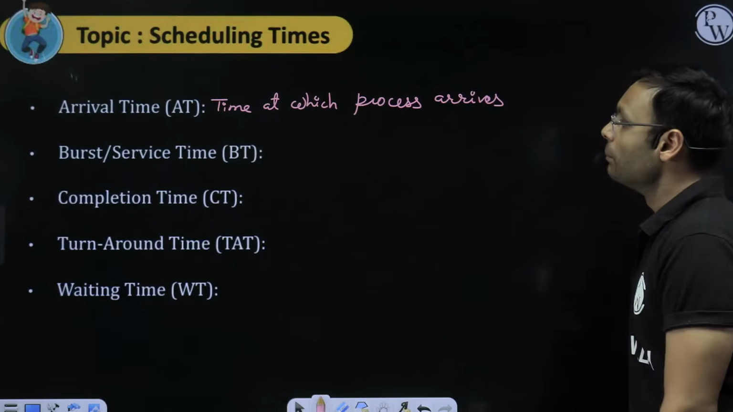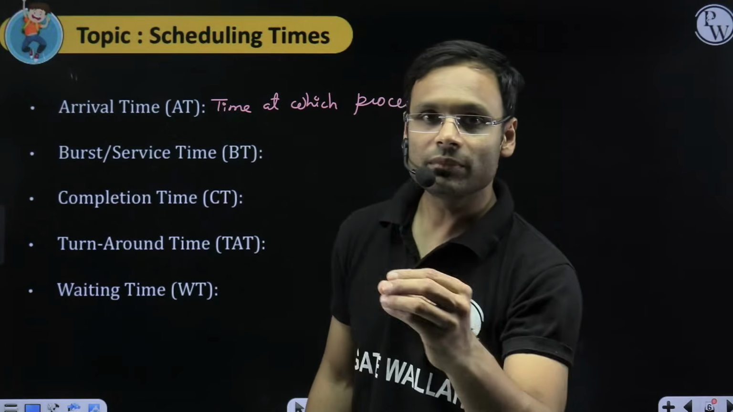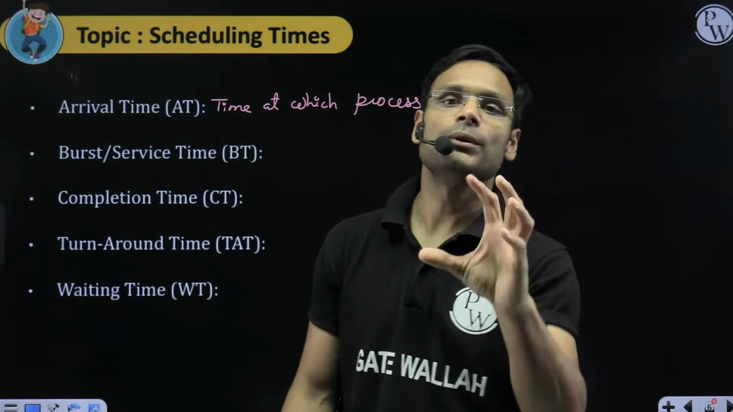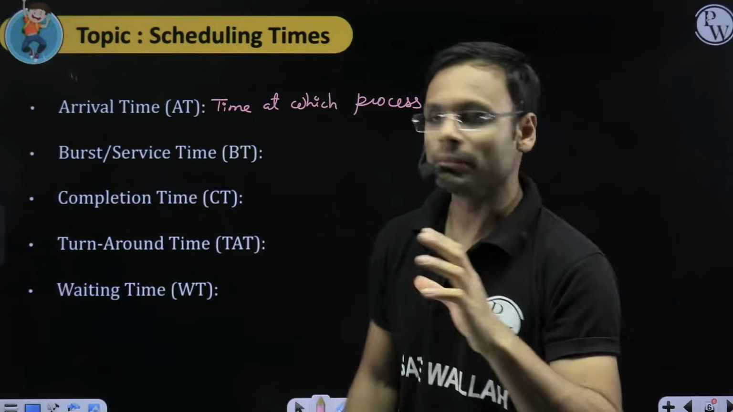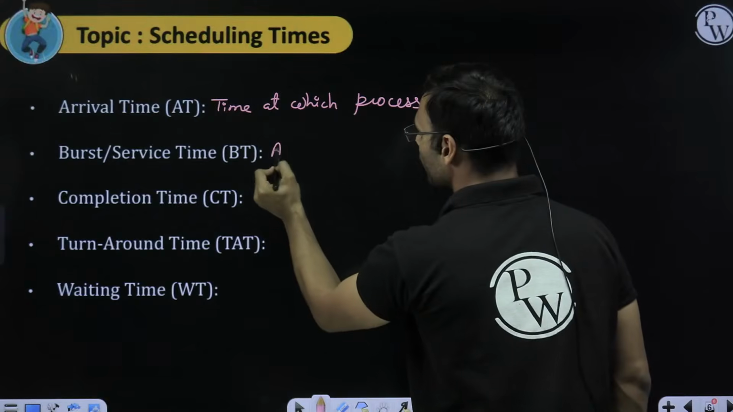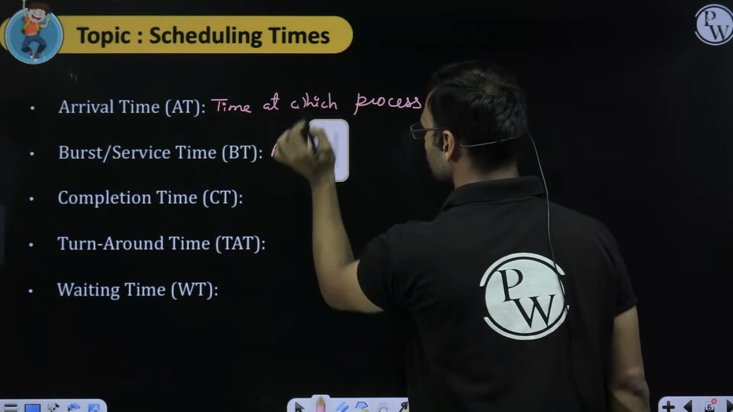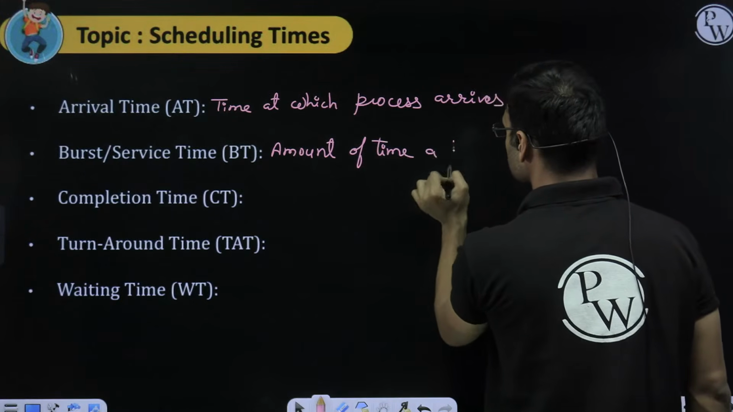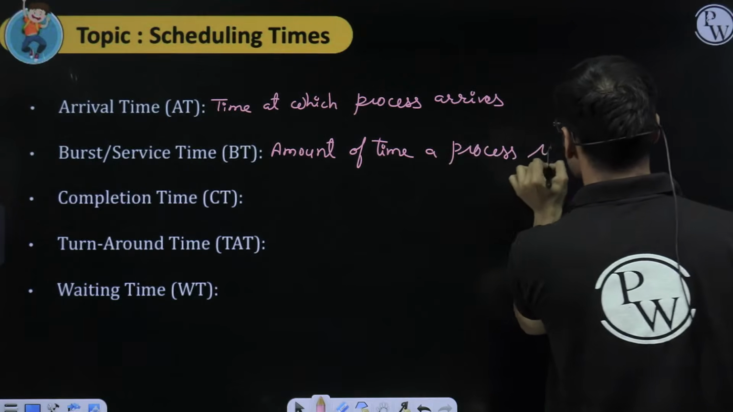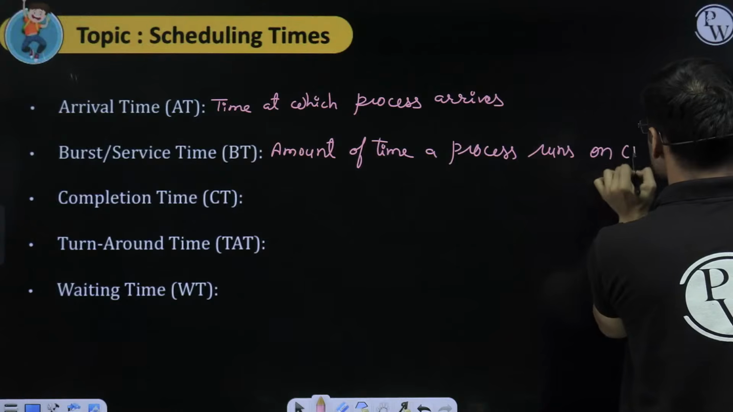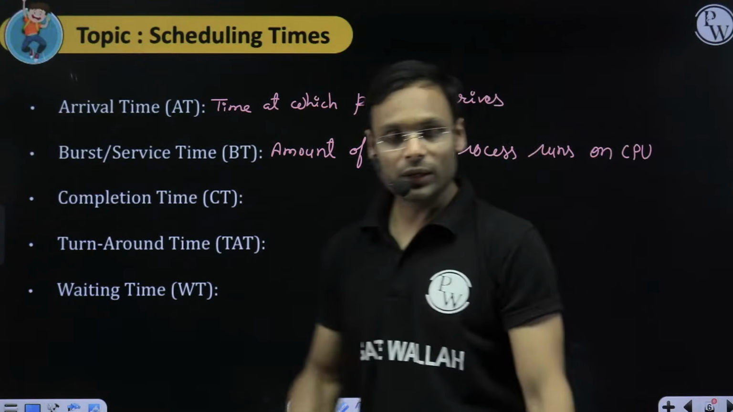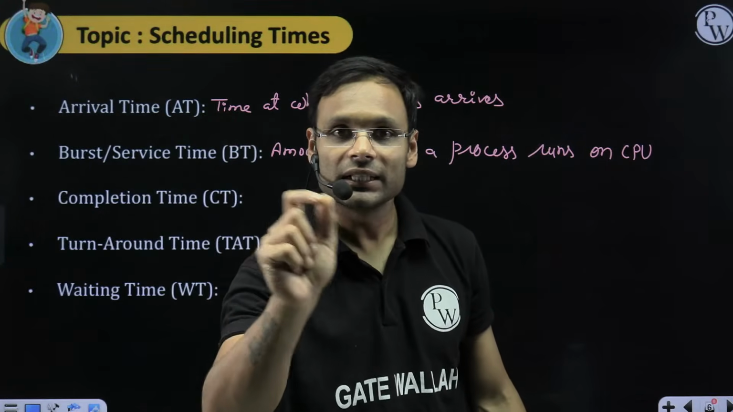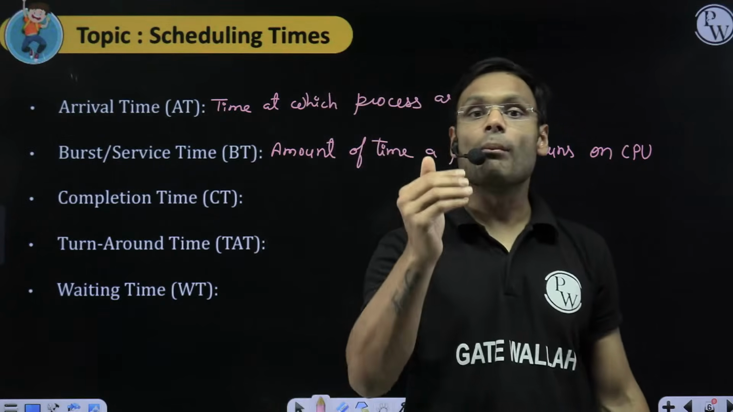Second thing is burst time. Burst time or service time is the time for which a process will execute on the CPU. How much time the process will need the CPU for execution? That is its burst time. So burst time is the amount of time a process runs or executes on the CPU. That is its total burst time. Now look at this. Burst time is not the wall clock time, 10:30, 10:31, 10:50. No, it is the amount of time.